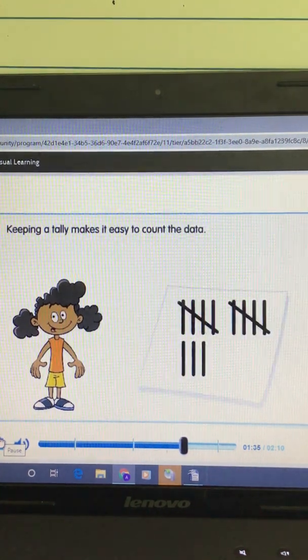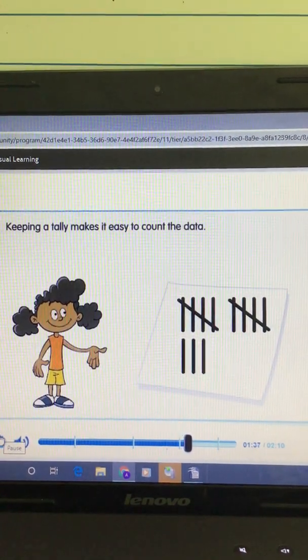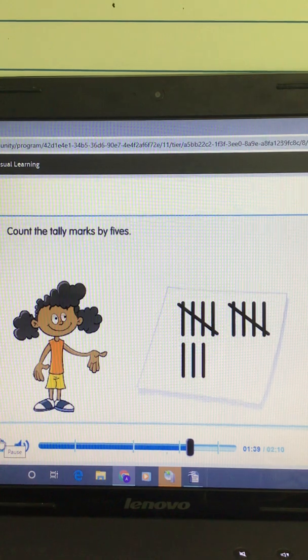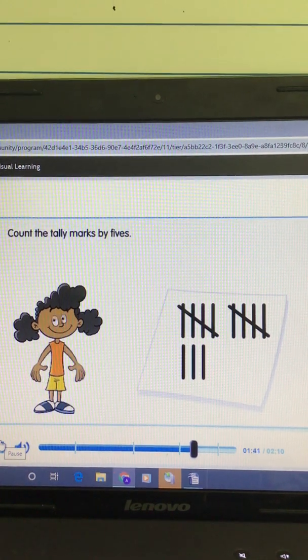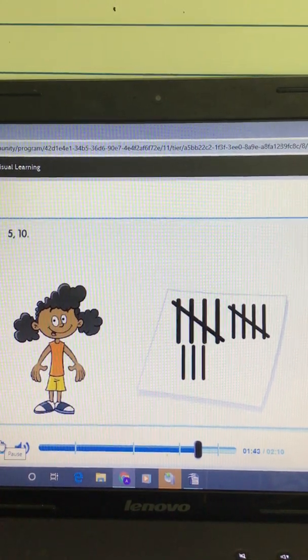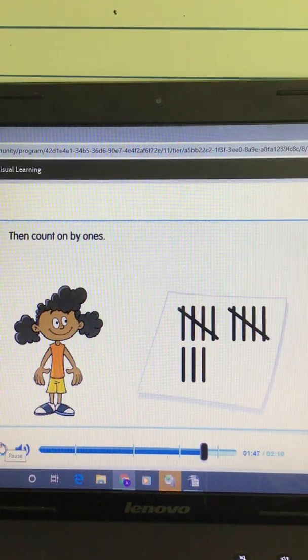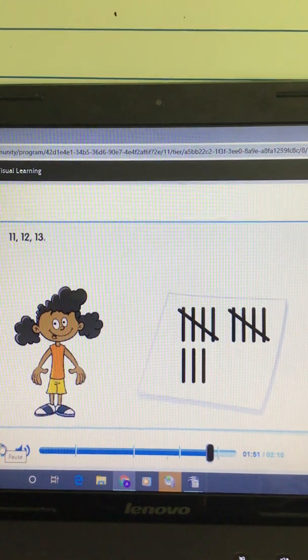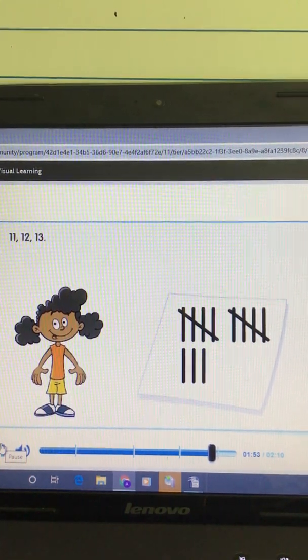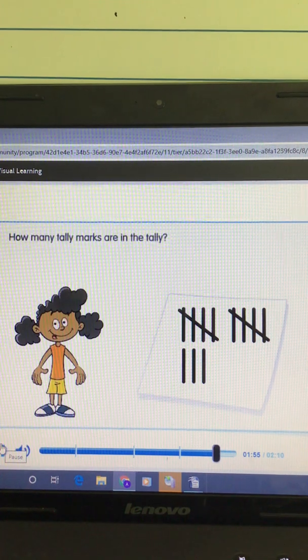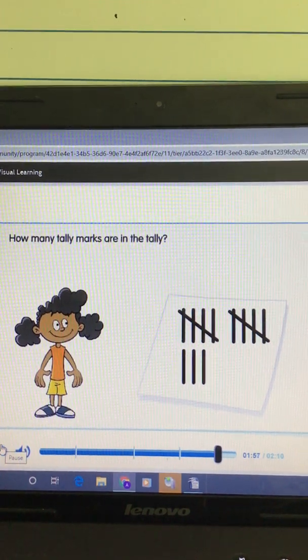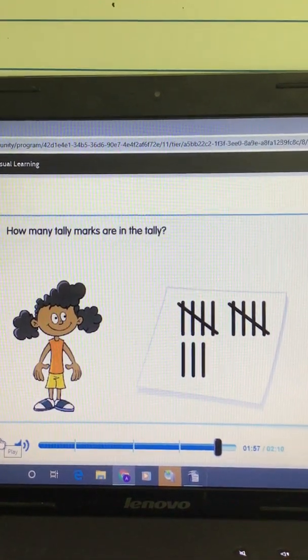Keeping a tally makes it easy to count the data. Count the tally marks by fives. 5, 10. Then count on by ones. 11, 12, 13. How many tally marks are in the tally? So we know they counted to 13.